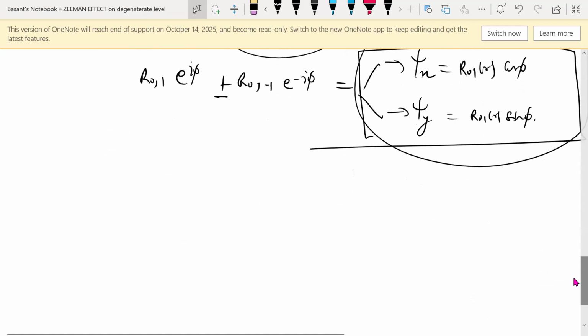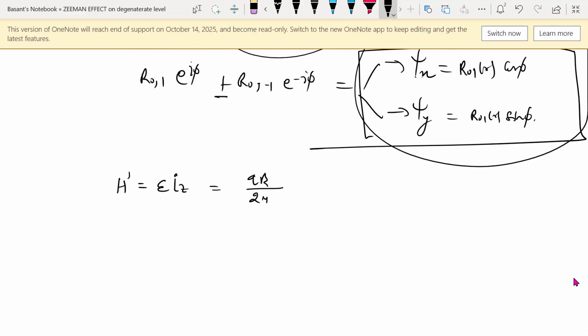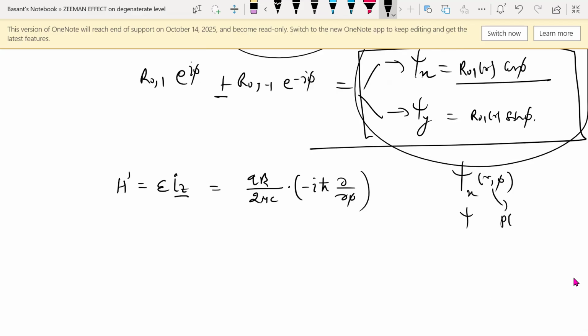So I proceed by taking these functions. Now, for degenerate perturbation theory, the perturbation H dash is given as epsilon Lz, where epsilon is equal to QB by 2 mu C, and Lz is equal to minus i h bar del by del phi, because the wave function is in r, phi terms, that is in plane polar coordinate form.